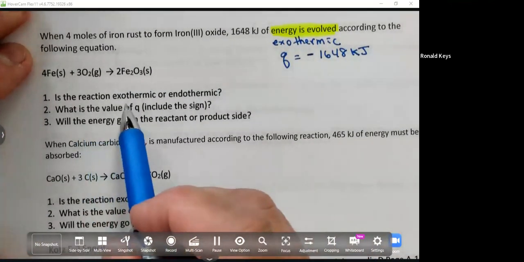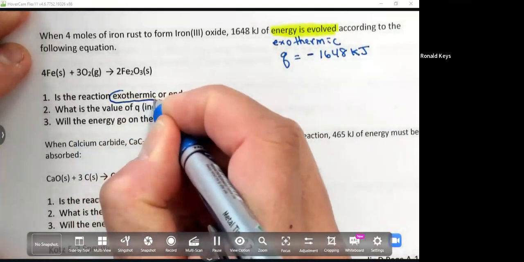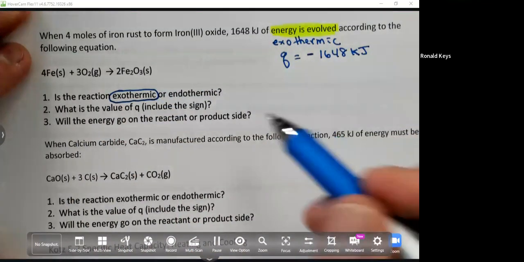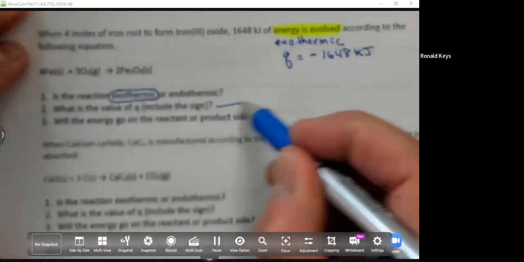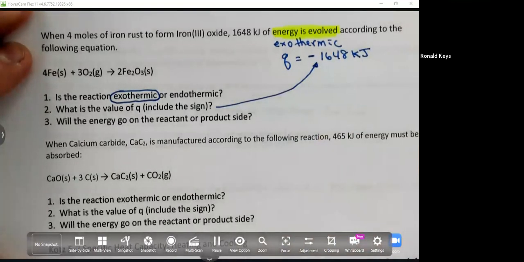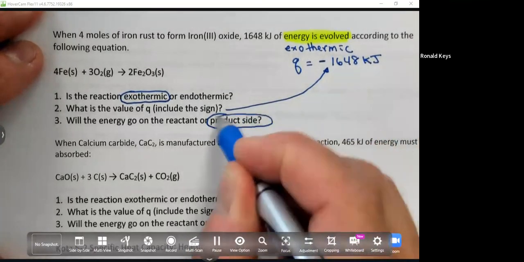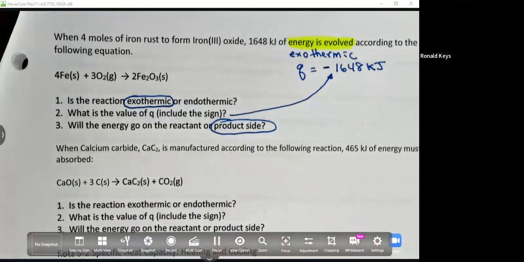So is the reaction exothermic or endothermic? It is for sure exothermic. What is the value for Q? Include the sign. Will energy go on the reactant side or the product side? It's definitely going to go on the product side, right? So that's how OWL starts out.